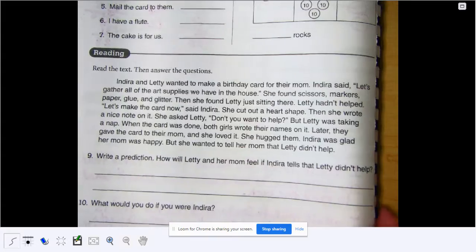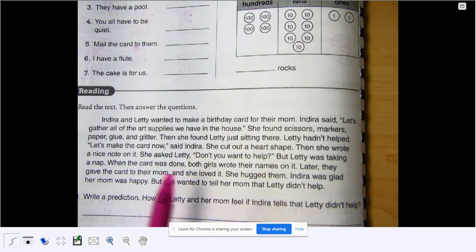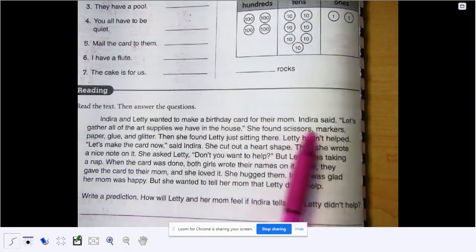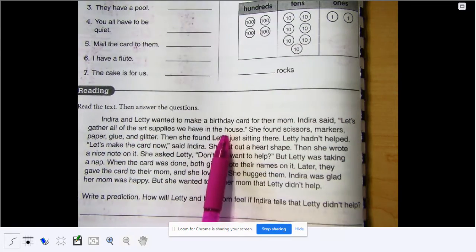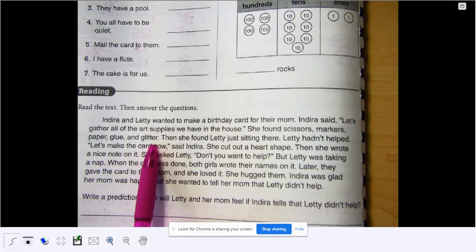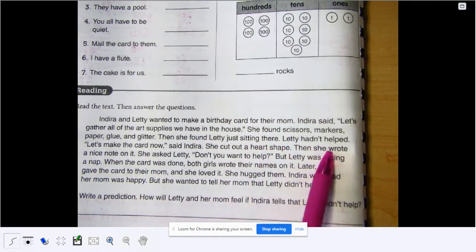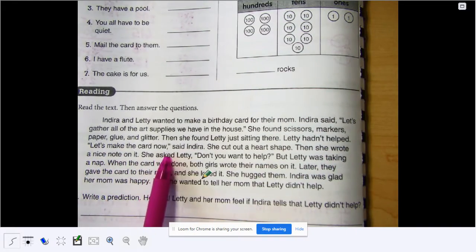Okay, so let's go up here and read about Indira and Letty. Indira and Letty wanted to make a birthday card for their mom. Indira said, let's gather all of the art supplies we have in the house. She found scissors, markers, paper, glue, and glitter. Then she found Letty just sitting there. Letty hadn't helped. Let's make the card now, said Indira.